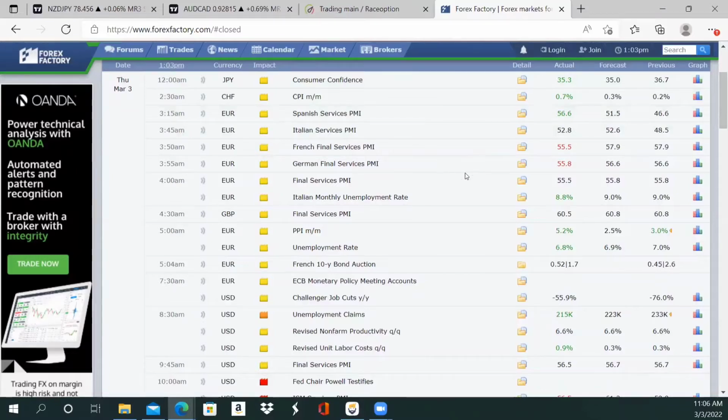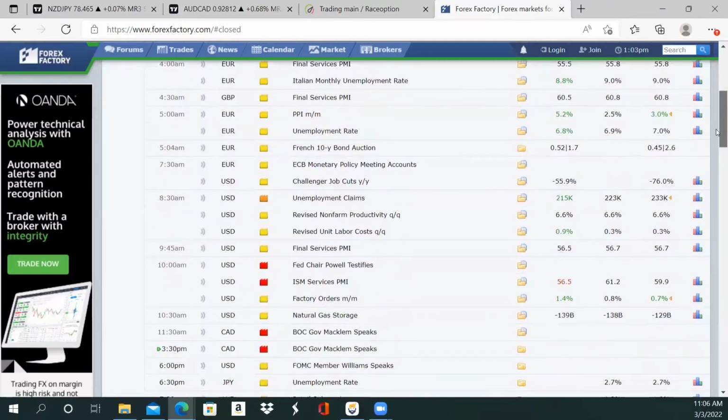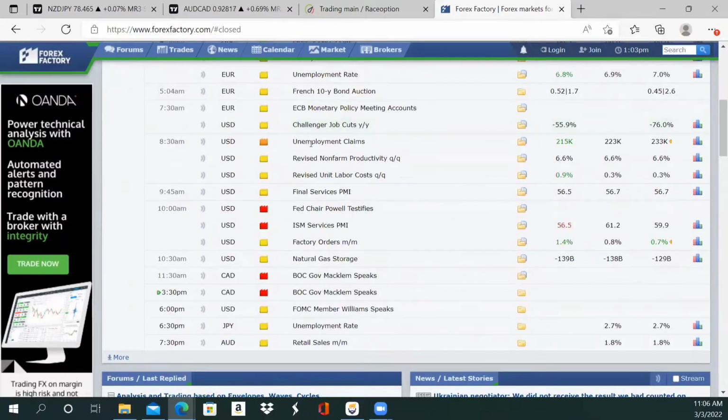Yellow are supposed to be low impact, but in binary, yellow also has a little bit of movement once these news releases come out. So, we have quite a bit of green on the euro, along with a couple red. We go down. This is more like a medium impact here on the United States dollar. Some low impact and then high impact.